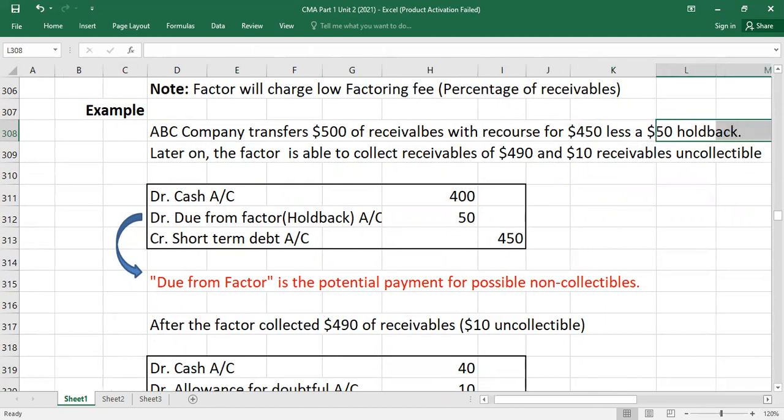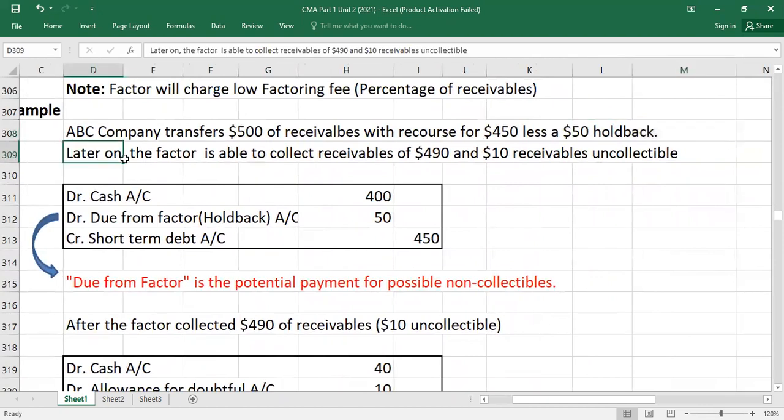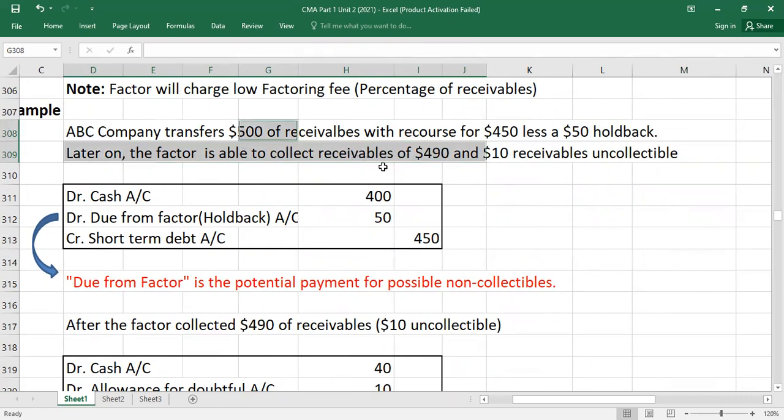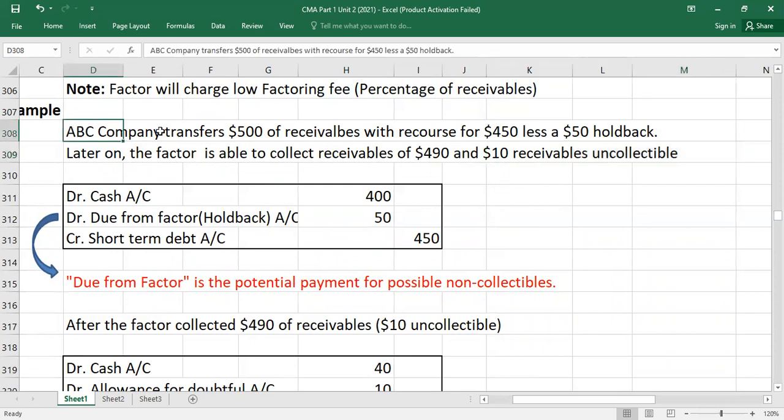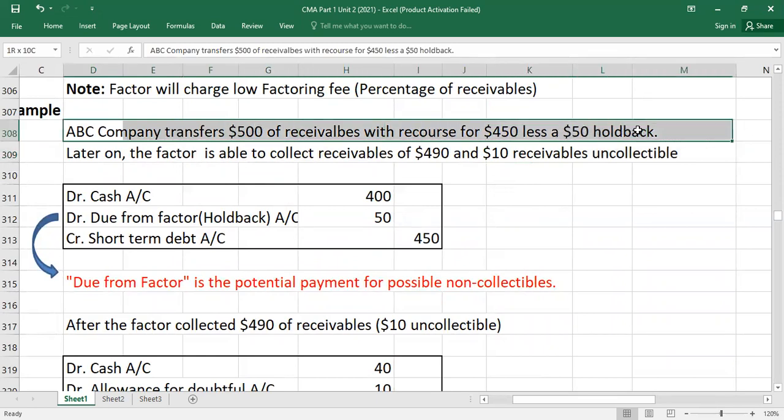Then here they're telling you later on the factor is able to collect receivables of $490. Even though there was a total receivable of $500, he collected only $490, and $10 of receivables are uncollectible. It means it is like bad debts. So now in this arrangement, what entry will you pass? We can break this question into two parts. This is the first transaction, and this is the second transaction.